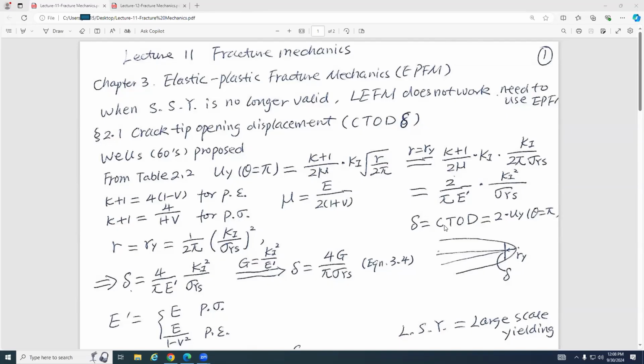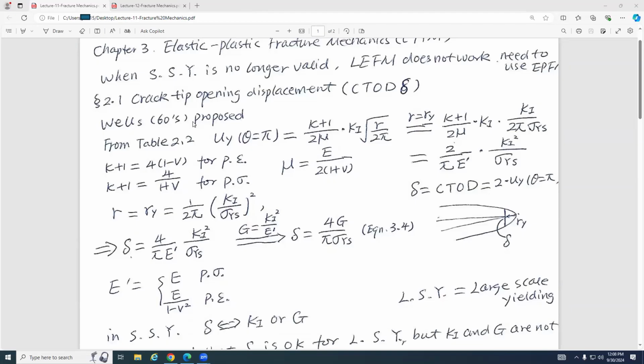Then what should we do? We have several things to do. First, we use the crack tip opening displacement, called CTOD, crack tip opening displacement, and we use delta to denote it. I will draw something here. This is Professor Wells in the 1960s, and he proposed this crack tip opening displacement.